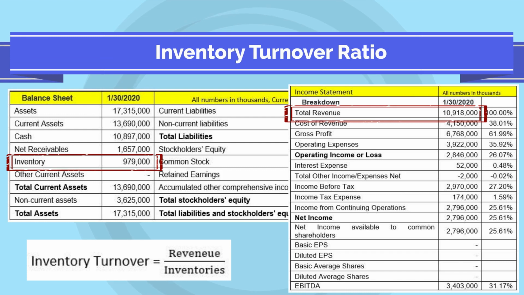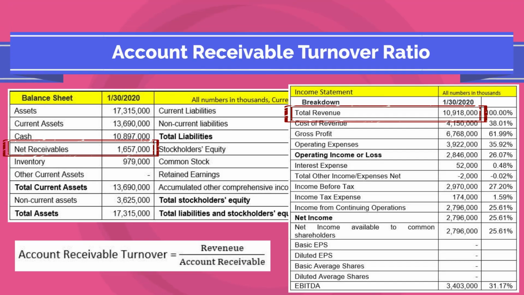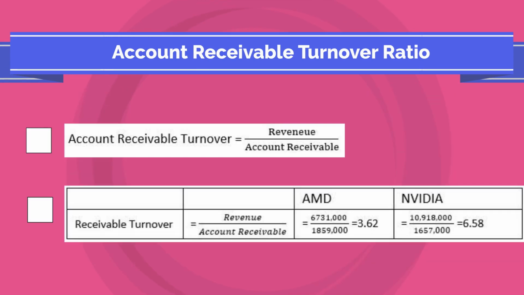Inventory turnover indicates how fast a firm sells inventory in a given period. Receivable turnover measures how effectively the firm manages the receivables from customers.